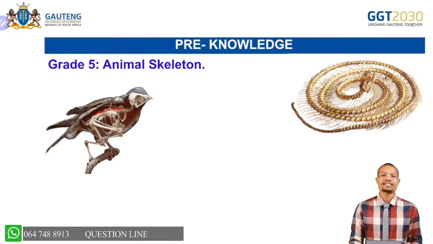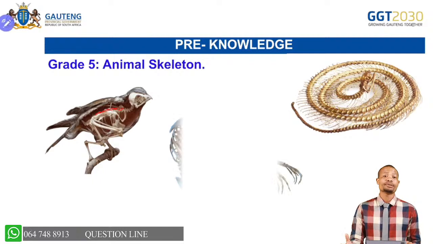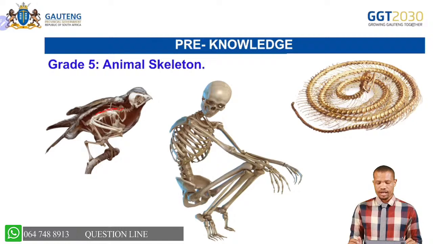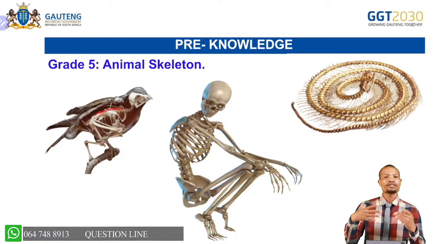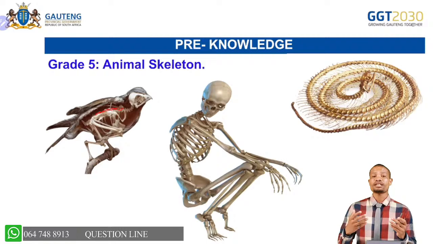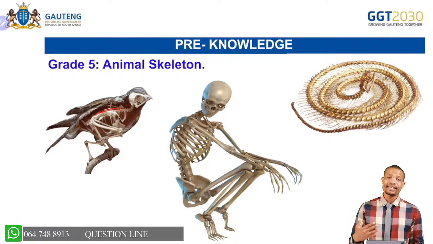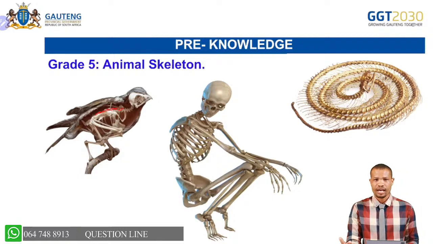Now, the most famous type of endoskeleton will be that of a human being, okay? So as I'm standing here, my body is supported by bones, but you can't see my bones. They're inside my body. You will only be able to see them if I were to die and decompose over time, and then the bones will be my remains. So all of these are examples of animals with an endoskeleton. Right.